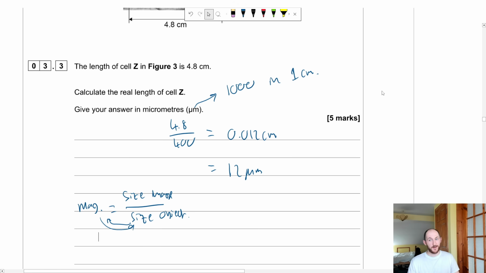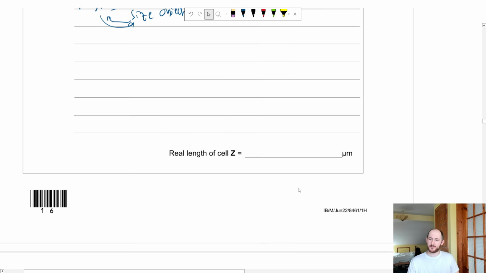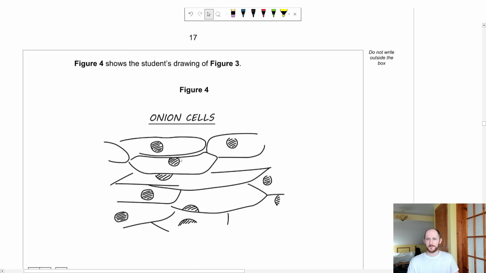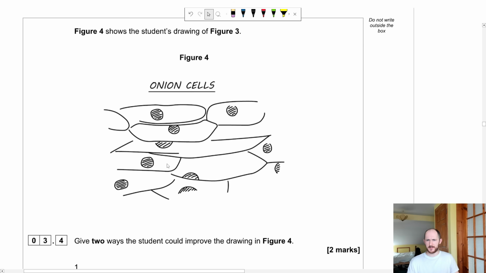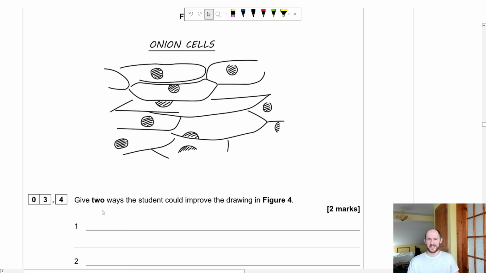Anyways, yeah. 5 marks in one or 2 lines. Pretty good. So, the student then draws it. This is a better drawing than mine. But give 2 ways the student could improve the drawing. A billion different things you could do. Include magnification. That's a pretty big one. So when you draw this, can you tell how big it is? For all you know, this is how big the cells are actually in real life. But how do you know if it's 10 times bigger, 50 times bigger, 1,000,000 times bigger? You don't know.